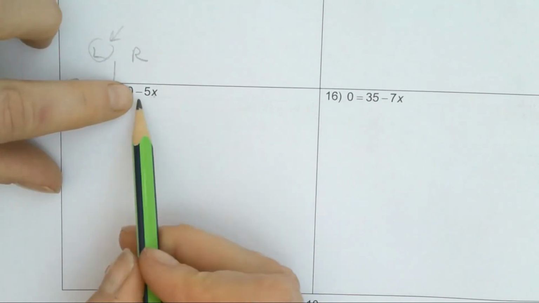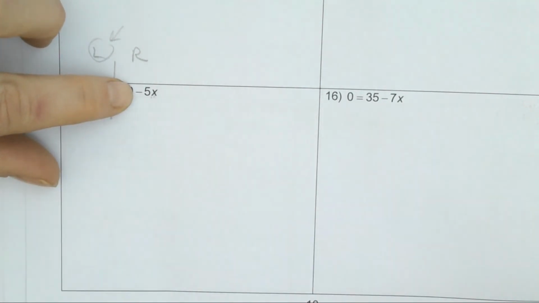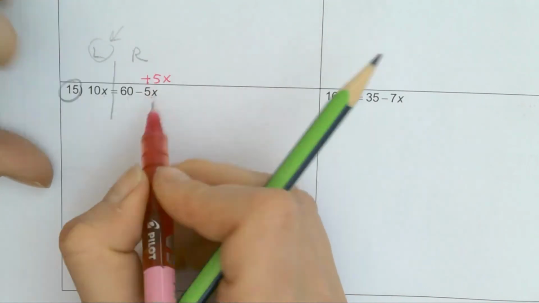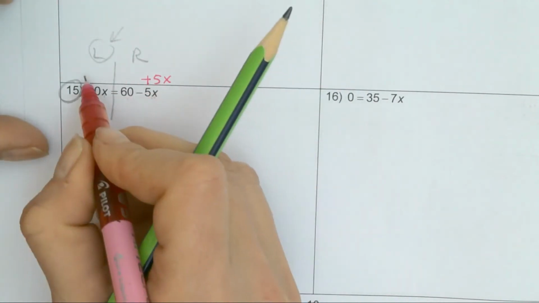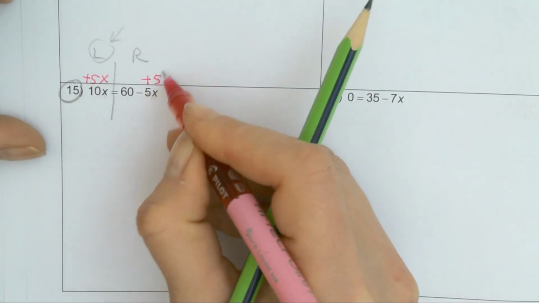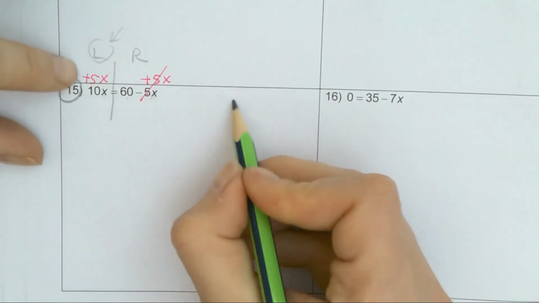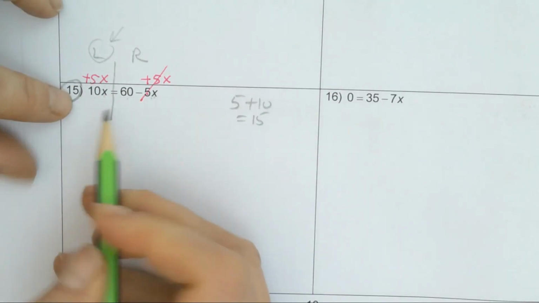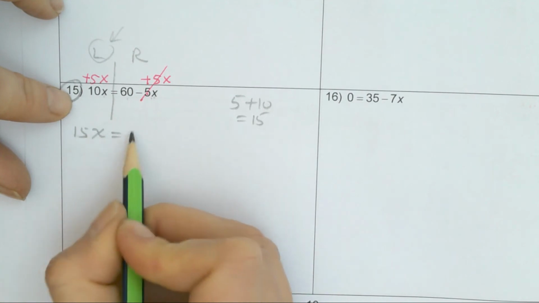So he's subtract 5x, so what's the opposite of subtract? Plus 5x. But if I add 5x to this side, I have to add 5x to this side. So that's 5 minus 5 is 0. So 5 plus 10 equals 15, so this is 15x equals 60.